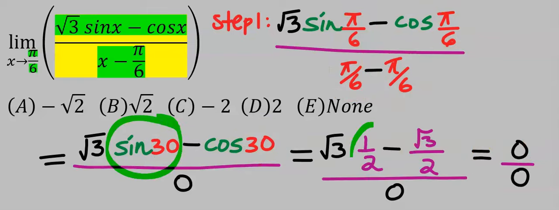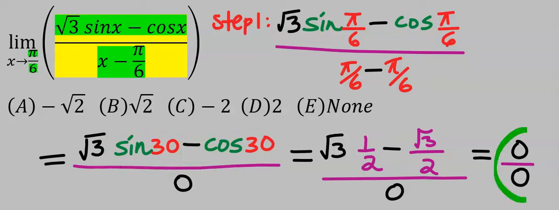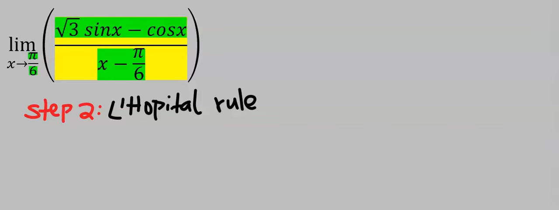Sine 30 is 1 over 2, but cos 30 is root 3 over 2. And this will give you 0 over 0, which is undefined. For such an indeterminate result, we are going to apply step number 2, which is L'Hopital's rule. That is, we are going to differentiate each of these separately. Next, step number 2, apply L'Hopital's rule.